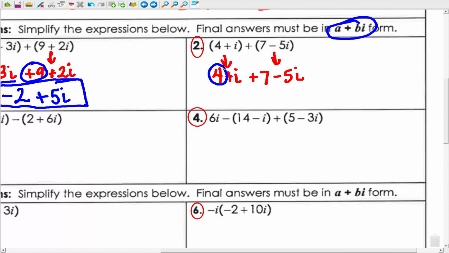The 4 is a real number. The 7 is a real number. 4 plus 7 is 11. Now this has an invisible 1 right here. So that's 1i minus 5i, which is a -4i. That is your final answer. You are done.